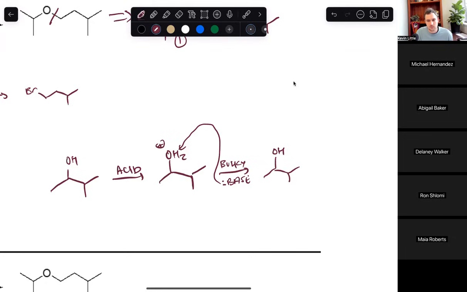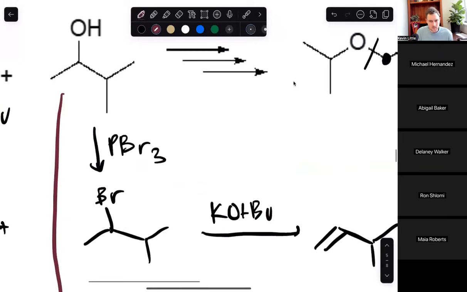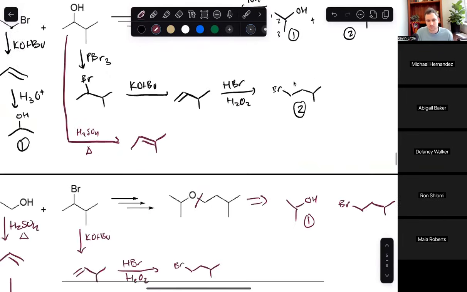So that would just kind of go cyclical. You either do reactions in acidic conditions or you do reactions in basic conditions. When you add an acid and a base, it just kind of neutralizes things and nothing happens. So that is what we do. I just use PBr3 to turn it into a bromine.